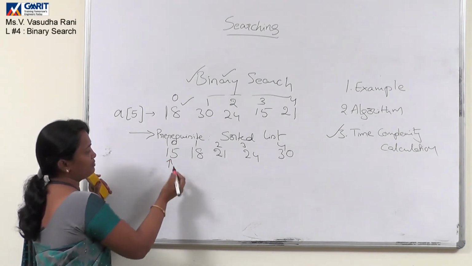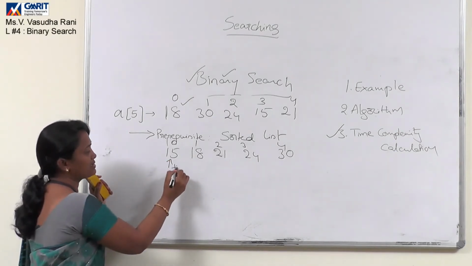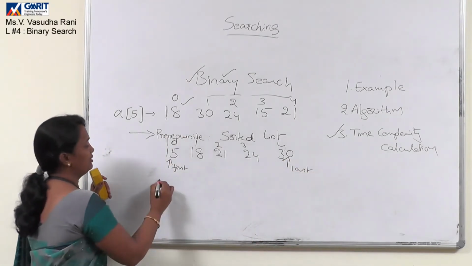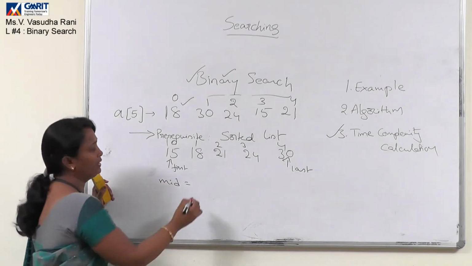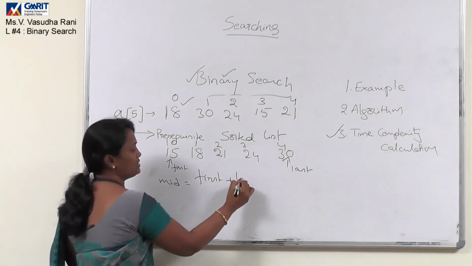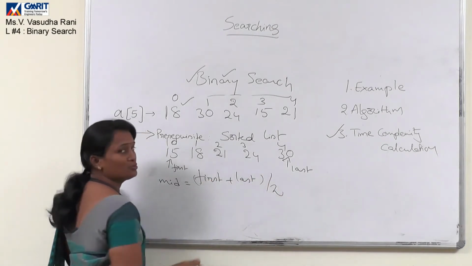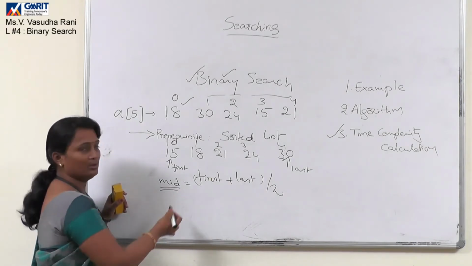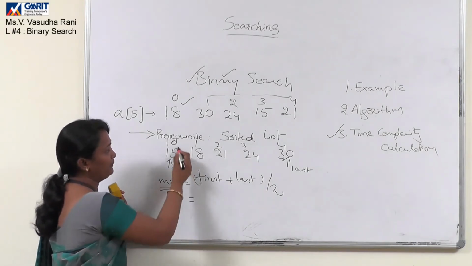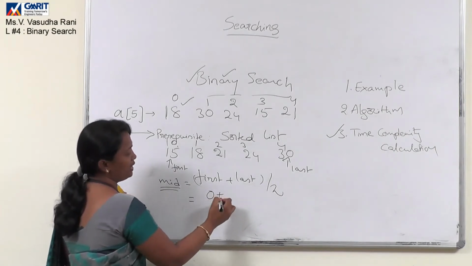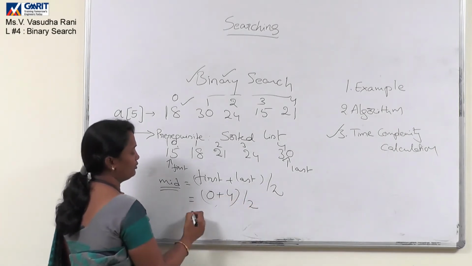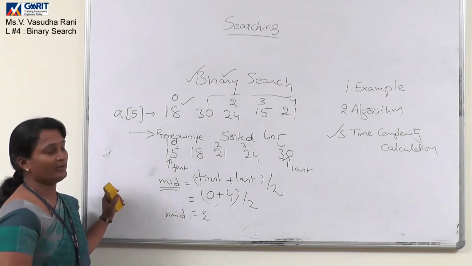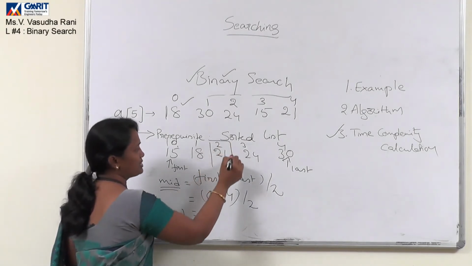And the mid calculation. For mid calculation, the index of the first element is considered as first, and the index of the last element is taken as last. Mid can be calculated using the formula mid equal to (first plus last) by 2. Here the integer part of this formula will be considered as the mid. For this example, the first index is 0 and the last index is 4. 0 plus 4 by 2 is 2. We are getting the mid value as 2 in the first pass.